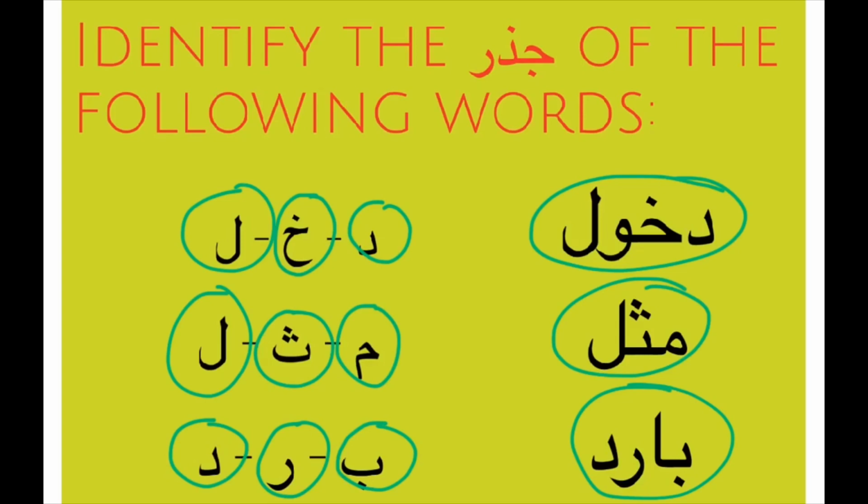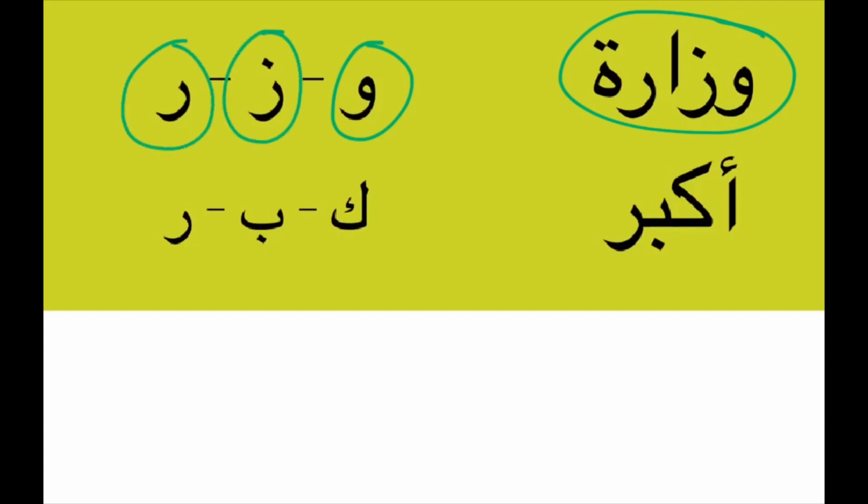Remember that aleph is never a root letter, although hamza can be. Let's look at a few more examples. Our word wazara. Wazara means ministry, and our root letters are waw, zay, and ra. And our last example, akbar. Akbar means greatest or largest. Our root letters are kaf, ba, and ra.